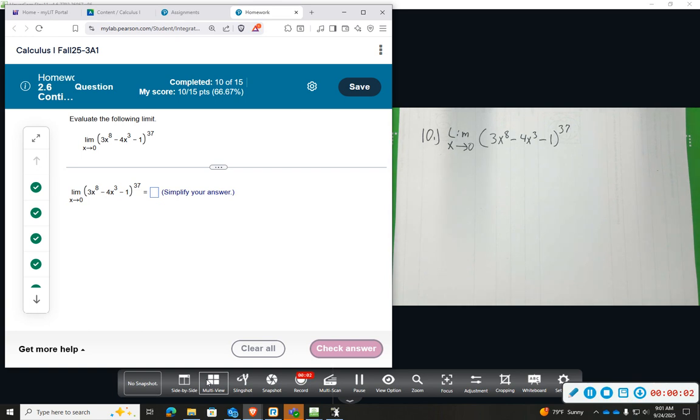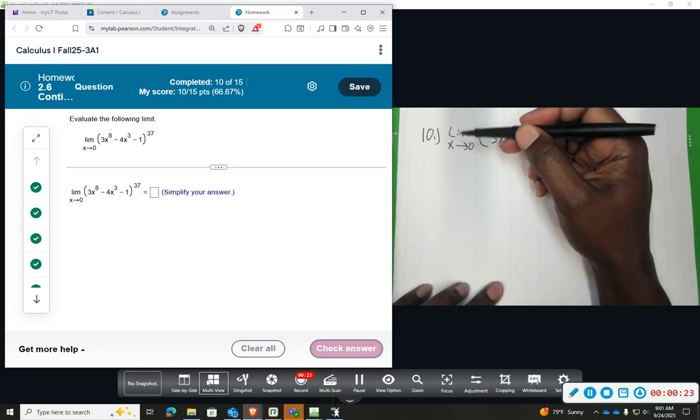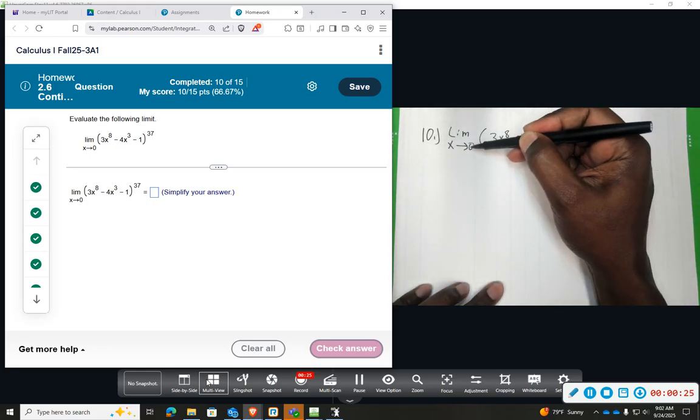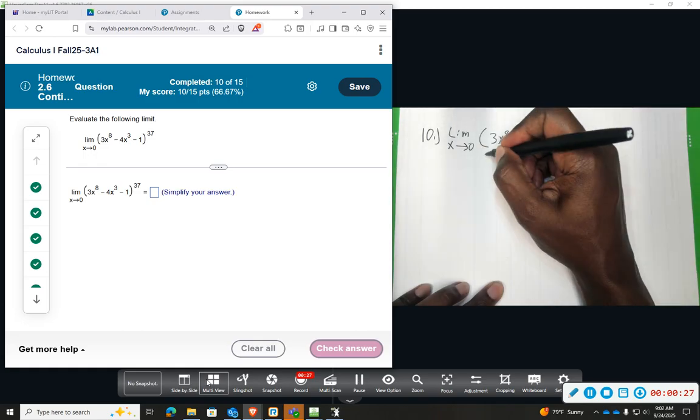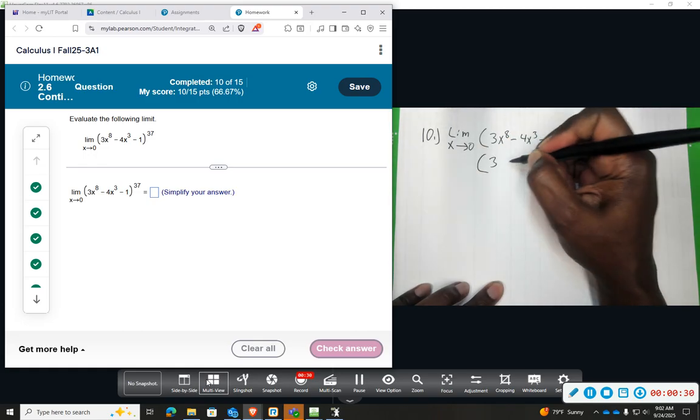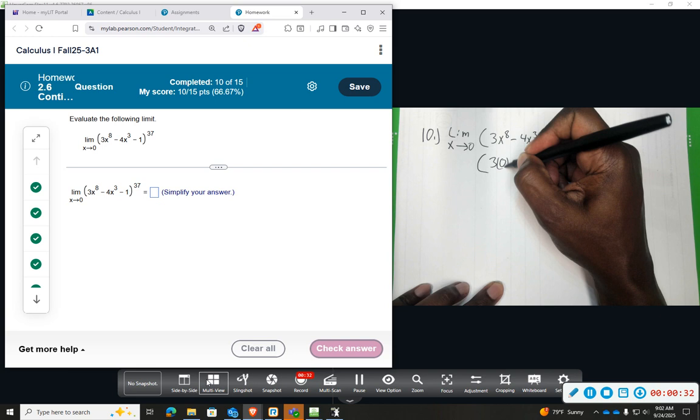All right, question number 10. We want to evaluate the following limit: the limit of the polynomial 3x to the 8th power minus 4x to the 3rd minus 1 as x goes to 0, and this is raised to the 37th power. All right, so the first thing we're going to do is use direct substitution and see if we can evaluate it. So plugging in 0 for x.